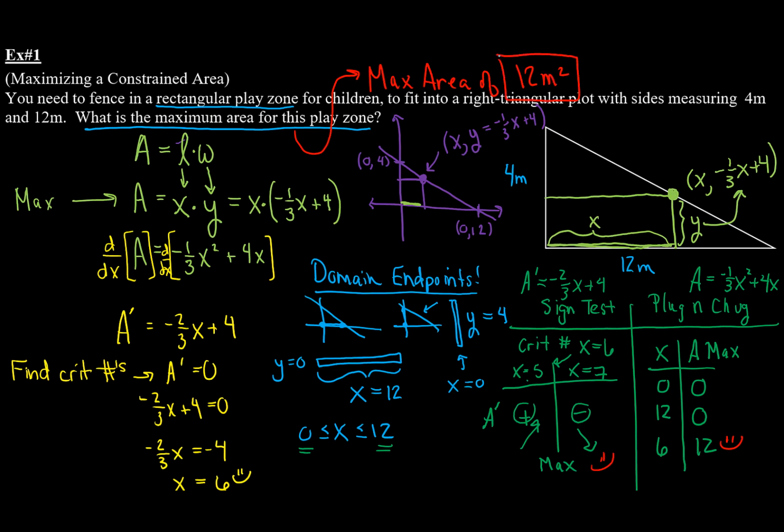Okay. If I needed to find the dimensions, I would keep in mind that my x value is 6. And then I could find my y value by plugging 6 into here. So 6 times -1/3 is going to give me -2. -2 plus 4 is going to give me 2. All right. This is if they wanted the dimensions.